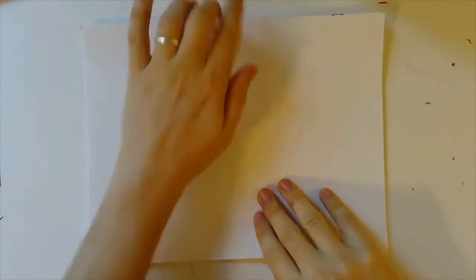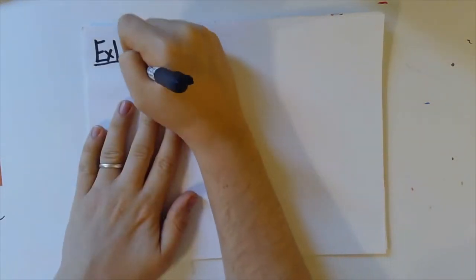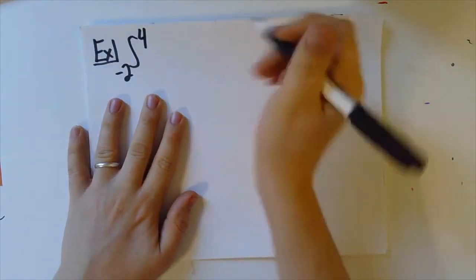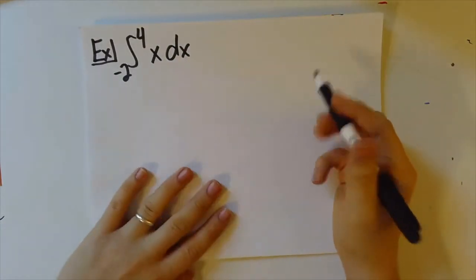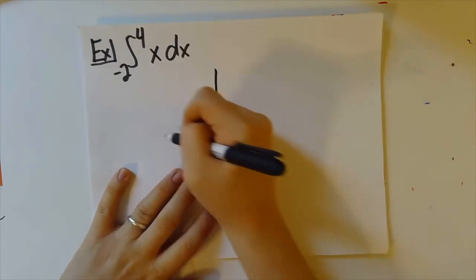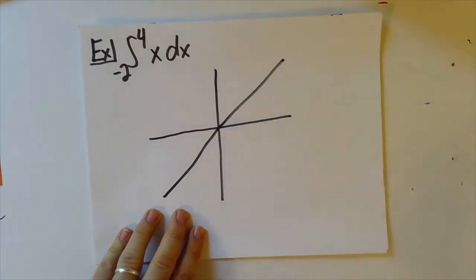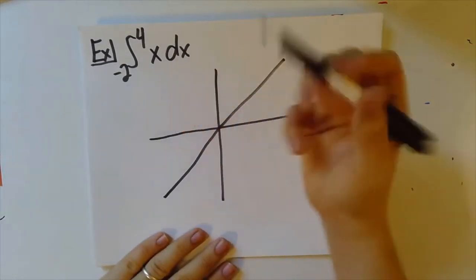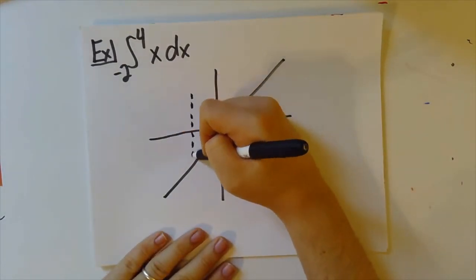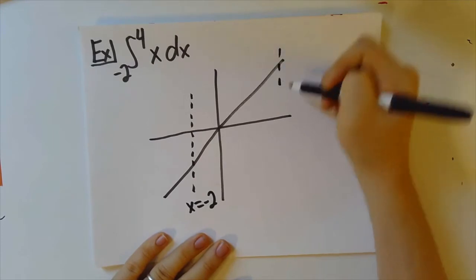I will do some examples similar to last time. Let's start with the integral from -2 to 4 of x dx. I know what the graph of x looks like: a positively sloped line through the origin. My left-hand boundary is at -2, so this is x equals -2, and my right-hand boundary is at 4.